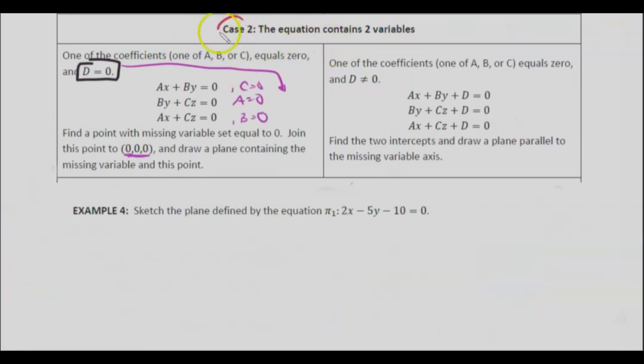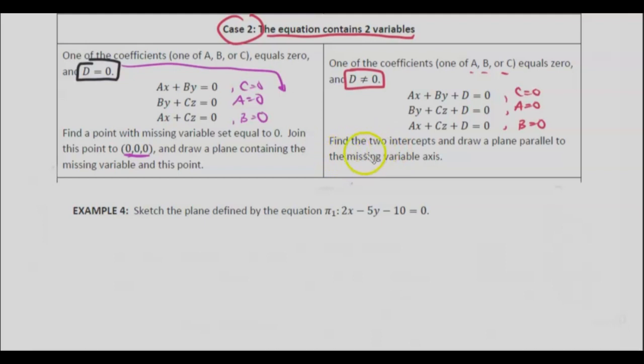Okay, so we're going to go back to case 2, and we're going to do the situation where d does not equal 0. The equation contains 2 variables, so one of the coefficients, either a, b, or c, is not in the equation, so those equal 0. But this time we have that d value. It's going to be about the same idea, but we're just going to shift the entire plane. So we would have ax plus by plus d, so the c would equal 0 there. We have a, c, d, so the b would equal 0 there, and with b, c, d, the a would equal 0 there.